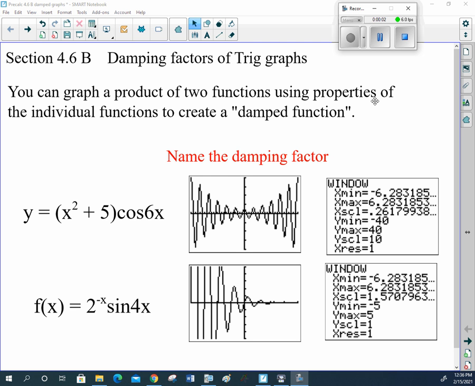Okay, we're going to be talking about damping factors of trig functions today and just some other little odds and ends ideas to wrap up this unit 4.6 day.